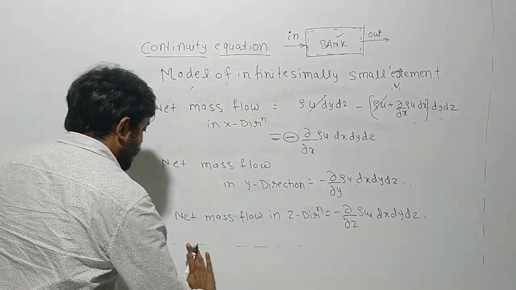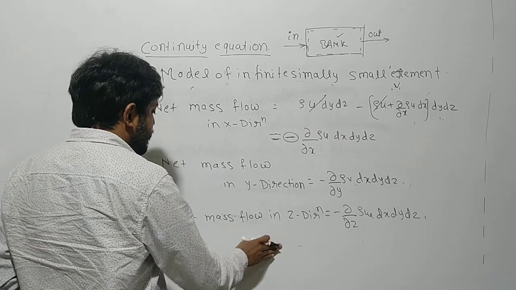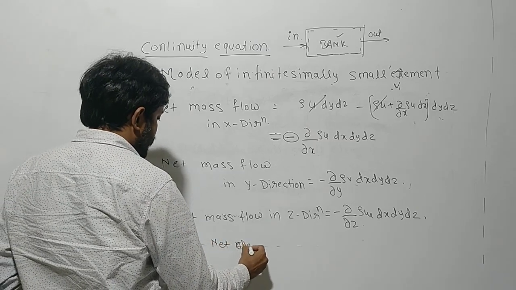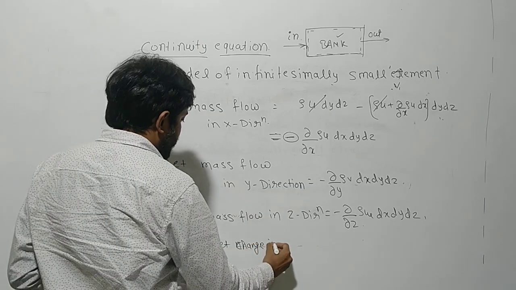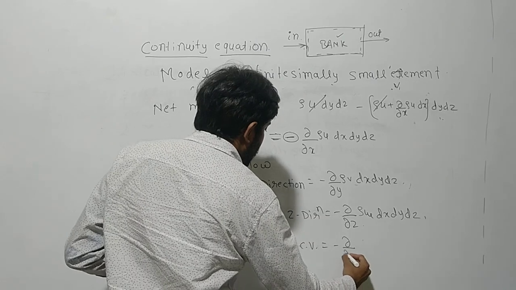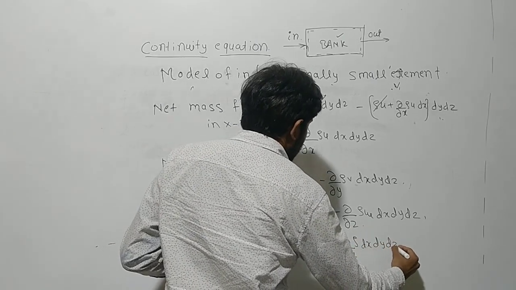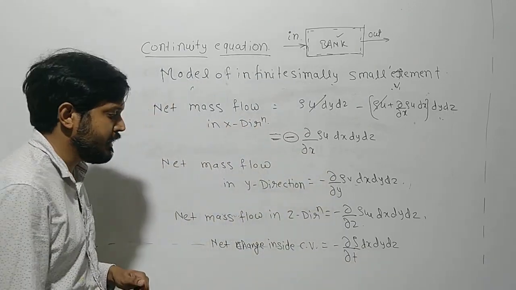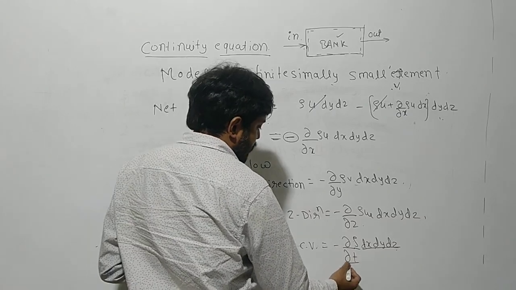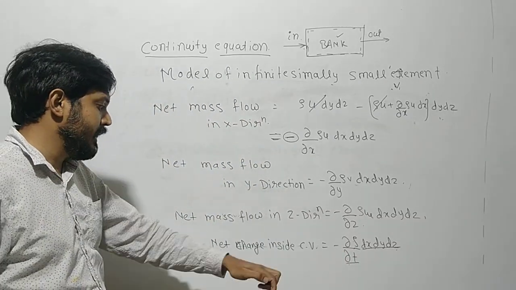So in this way there will be a net change inside the control volume. How can I write this net change inside the control volume? It will again be minus del by del t of rho dx dy dz. Now rho is density, and dx dy dz is volume. So density into volume, differentiated with respect to time. This is the net mass change occurring inside the control volume.